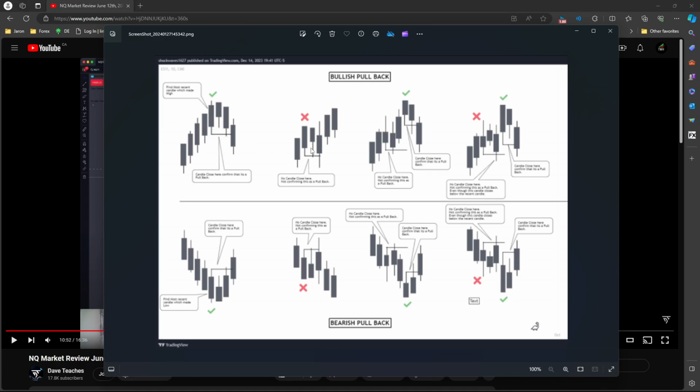What about this? No close here, not confirming that's a pullback. Well, that's a correct depiction. It didn't close below that low. But what about right here? Look, he's saying no candle close here, not confirming this is a pullback.